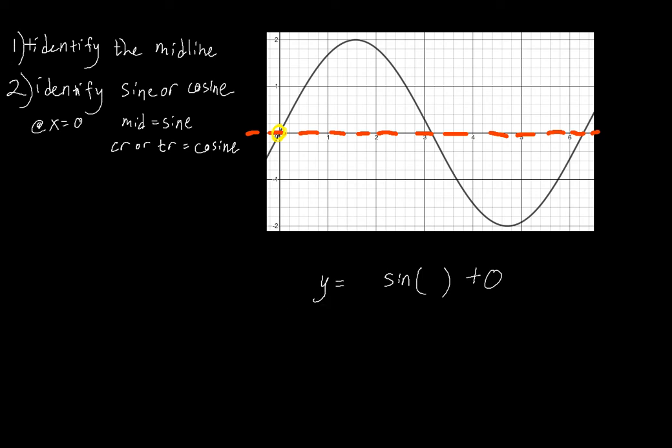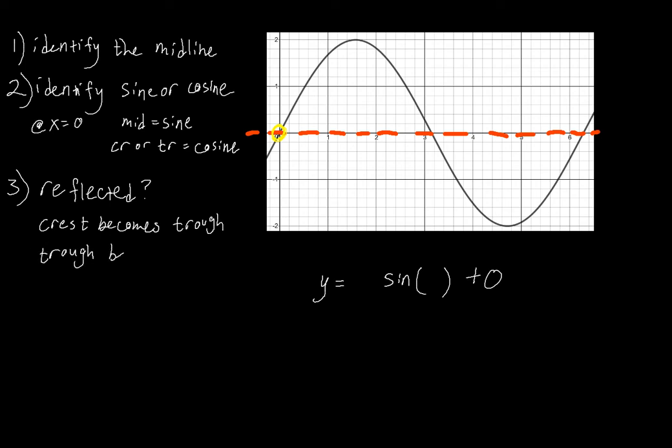At this point, now that I've identified where the midline is and whether we're looking at sine or cosine, we can go ahead and determine if we've reflected. If we've reflected, that's going to flip the crests into troughs and the troughs into crests. So a crest becomes a trough, and a trough becomes a crest. That's what happens if you reflect the graph.